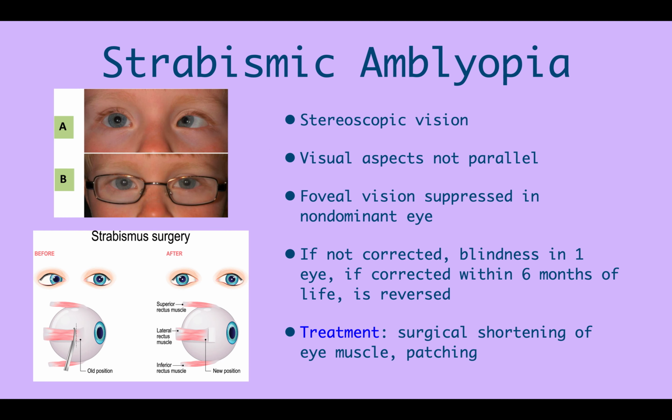Strabismic amblyopia is going to be a problem with the stereoscopic vision because, once again, the eyes are not aligned, so the visual axes are not parallel. The foveal vision is going to be suppressed in the non-dominant eye, leading to blindness if not corrected. And it can be corrected within the first 6 months of life, so it is reversible. The most common form of treatment is patching. So you put the patch on the good eye in order to strengthen the muscles of the bad eye, and after 2-3 weeks of therapy, the eye is now strong enough to accommodate normally. In really bad cases, there can be a surgical shortening of the eye muscle.